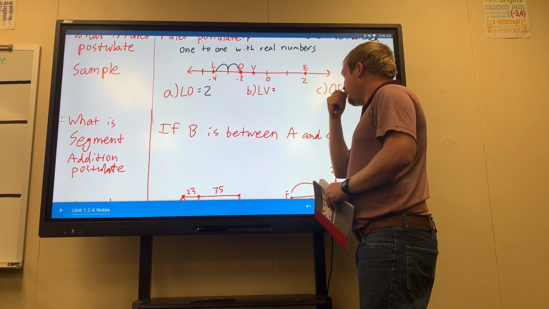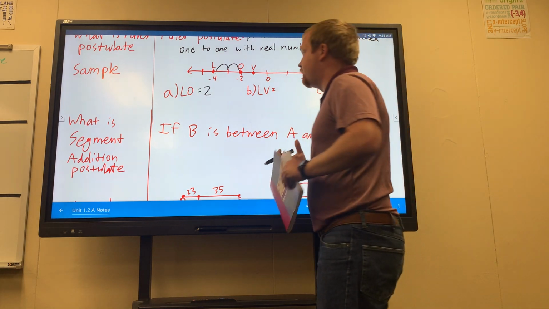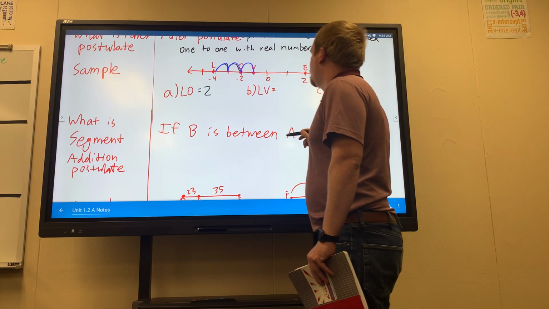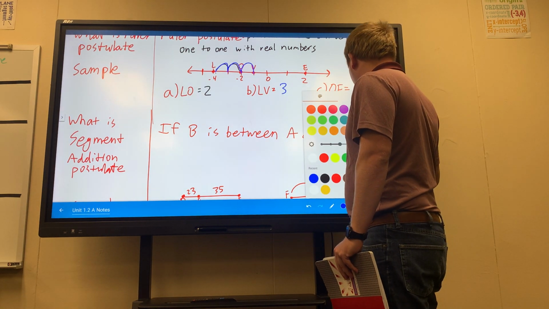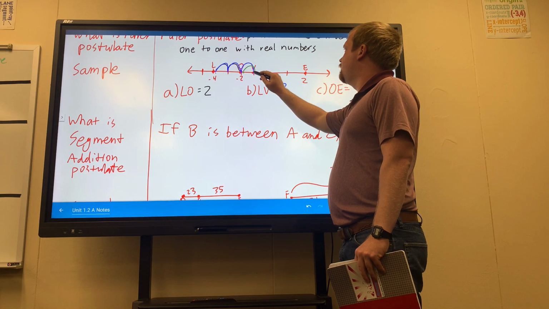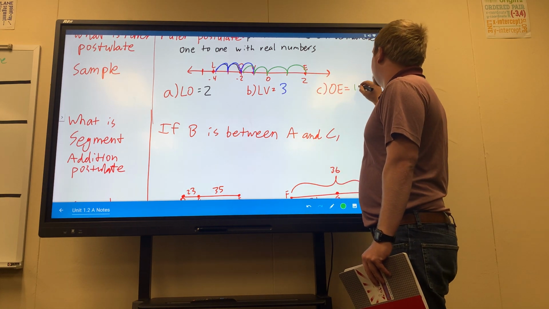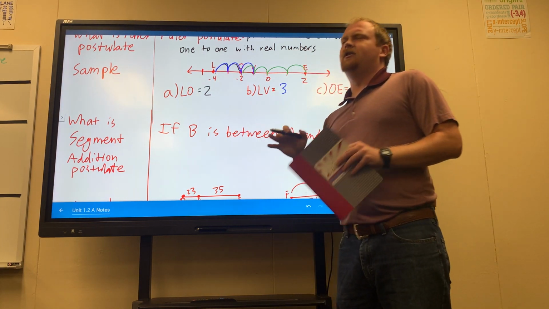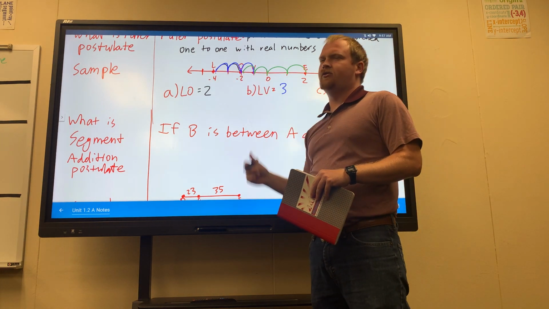Now, in order to find LV, I still want to do the same thing, and I'm going to do a different color so that way y'all know which one I'm looking at. So if I go up from L, I can go 1, 2, 3. So my distance here is actually 3. Now, if I want to find the distance of OE, I do the same thing. 1, 2, 3, 4. So my distance here is actually 4. Okay? So again, even on a number line, we can still find the distance by hopping one number over another, as long as we know what the pattern is going by.